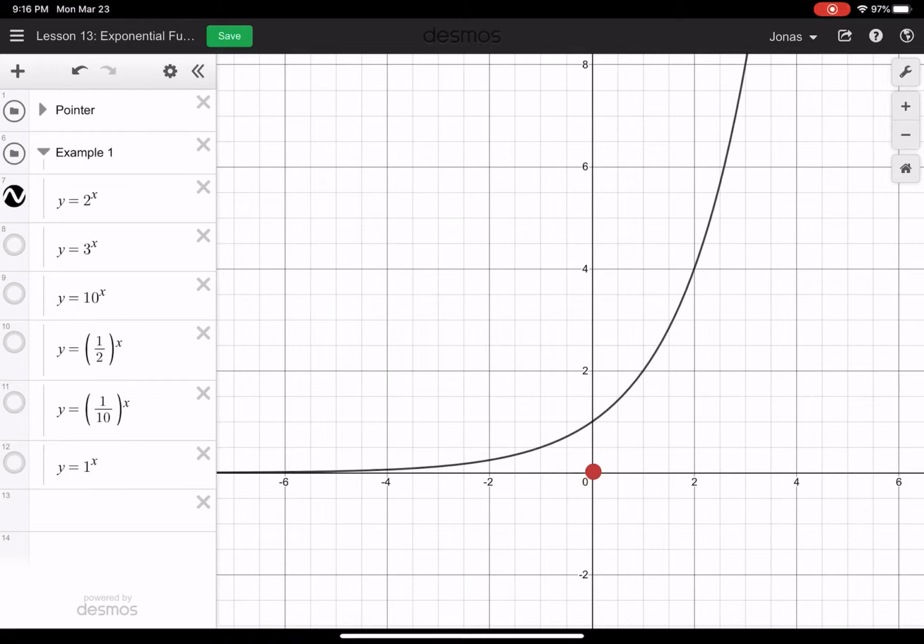When we try to plug in the number 0 into this function, we get 2 to the power 0. And anything to the power 0, except 0 to the 0, that one was not allowed, but any other number to the power 0 is just equal to 1. So when we plug in 0, we get an output of 1.